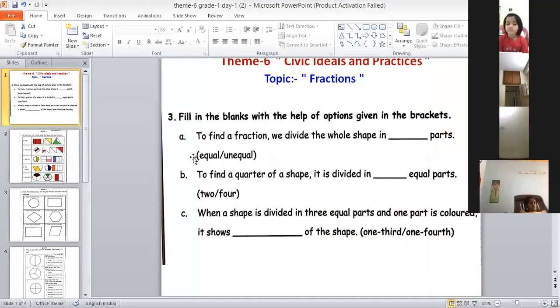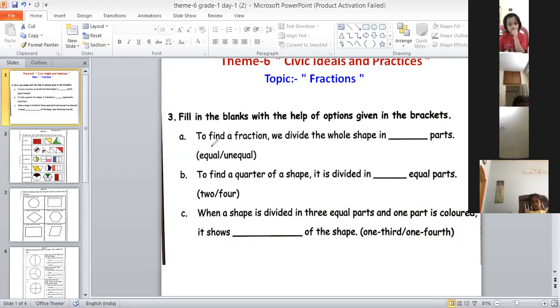Okay, fine. Bhavashrit? Yes, ma'am. Please read this question. Third question. Fill in the blanks with the help of the options given in the brackets. So what we have to do is use the options which are given in the bracket. You can see this is the bracket here. 2 options are given. We will use these 2 options and find the correct option according to the question. Fine.